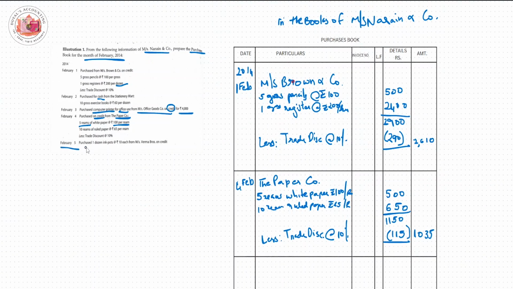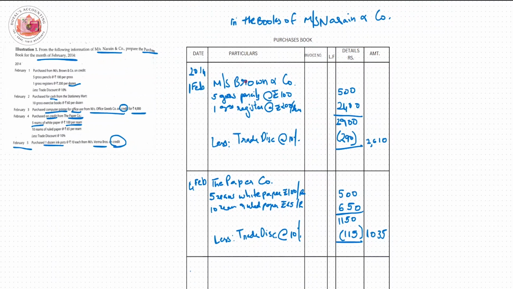Next transaction. On 5th February, we have purchased 1 dozen ink pots from Messrs. Varma on credit. Okay, so we can record this item in the purchases book because ink pots are stationery items, which is what the company deals in. It is our good traded in and it has been purchased on credit, so we can record Messrs. Varma.